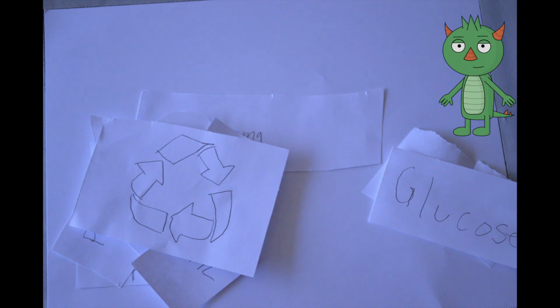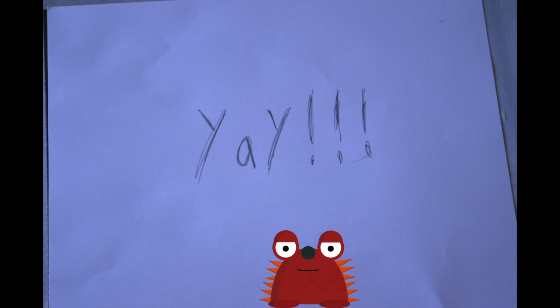Now that we have gone over the 2 reactions, light-dependent reaction and light-independent reaction, now you know how CO2, energy, and H2O turns into glucose and oxygen through the process called photosynthesis.